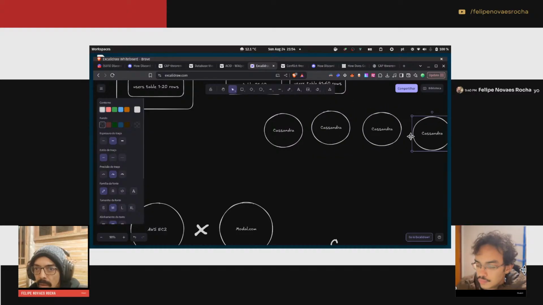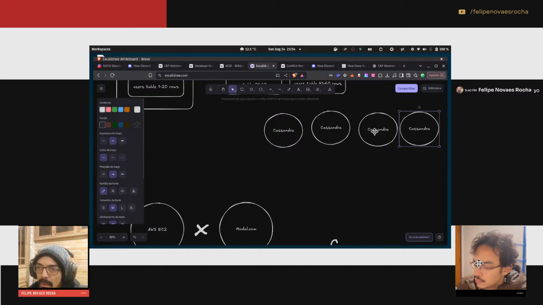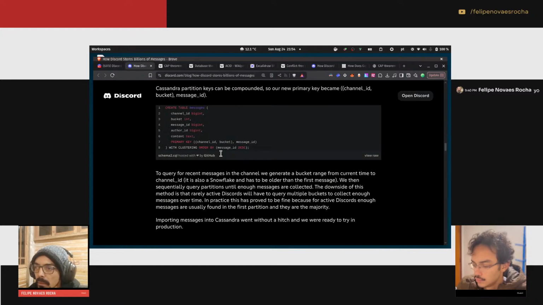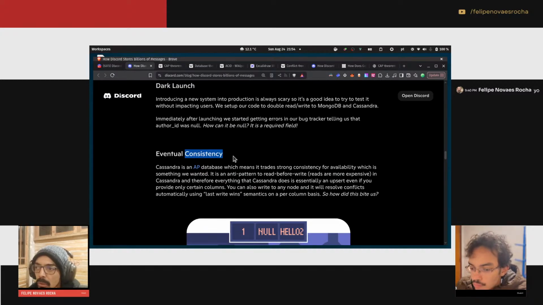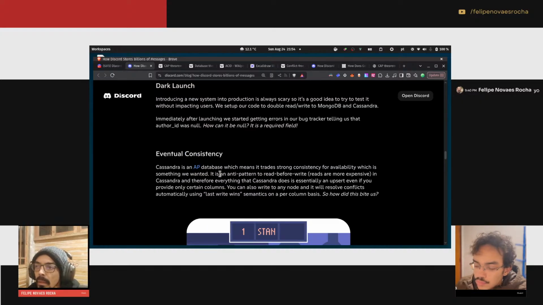Consistency means across all the database, they need to be synchronized, right? And for some reason, they have a problem with the author ID because they said that Cassandra is not strong consistency. It's more of an AP database. I think a good example of consistency could be Postgres, because normally a NoSQL database like MongoDB is not strong consistency.